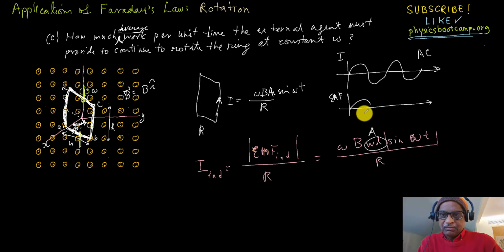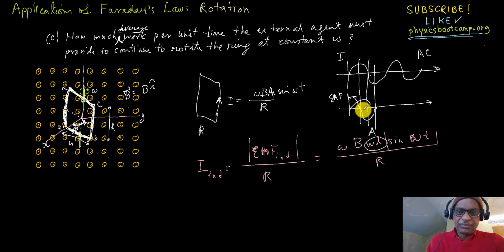EMF was a minus cosine omega t. So this one is cosine omega t. So EMF was, when it's minus 0, it's kind of like this, yeah. So this is the situation.